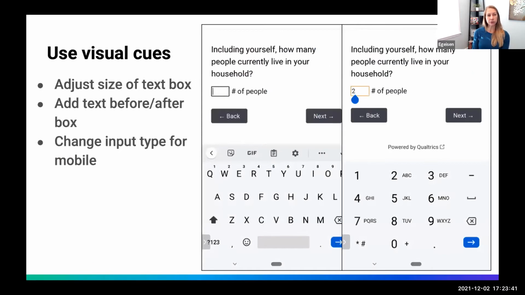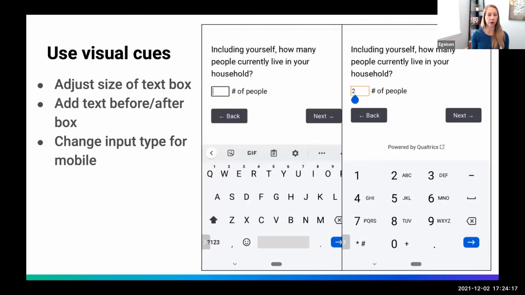And so if a respondent is completing this survey on a mobile device, there's one more visual cue that could make it more obvious that a number is needed. When we look at the first screenshot, the default screenshot, the letter keyboard comes up. But we can change that input type so that a number keyboard comes up. So if the image on the right, if that keyboard came up when a respondent's doing the survey, that's just one more indicator that you need to use a number instead of words.